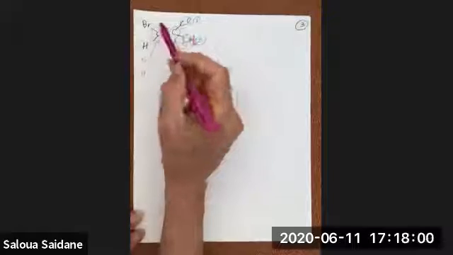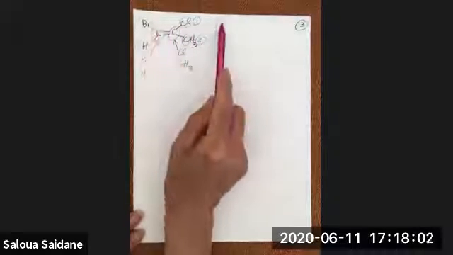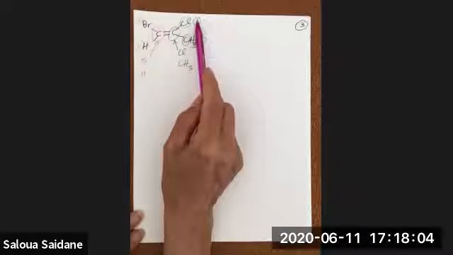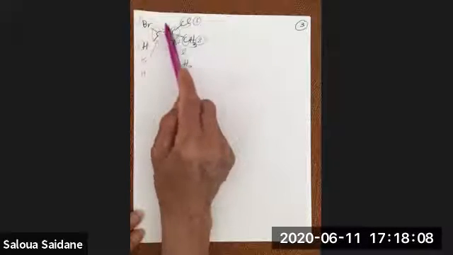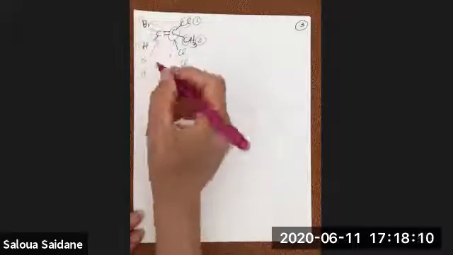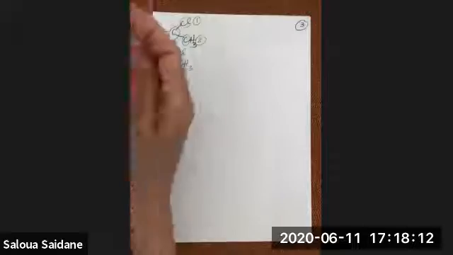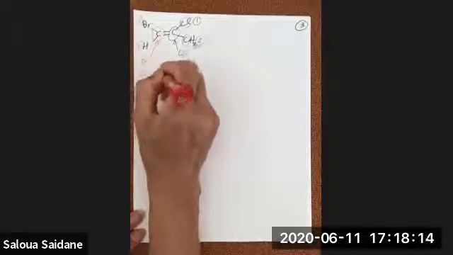And the rule says if your number one is on the same side, it's called Z. So if your high priority is on the same side, it's a Z. So this is the Z isomer.